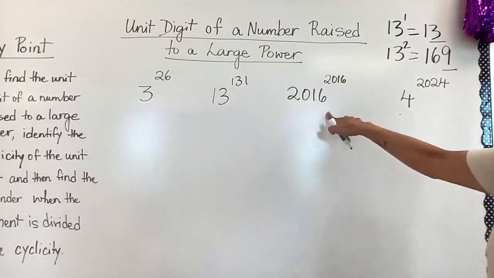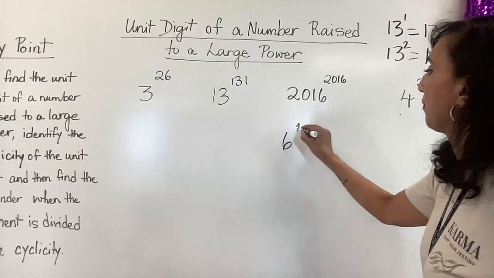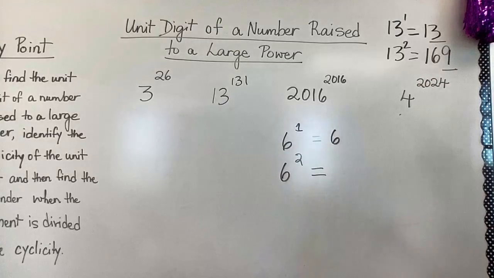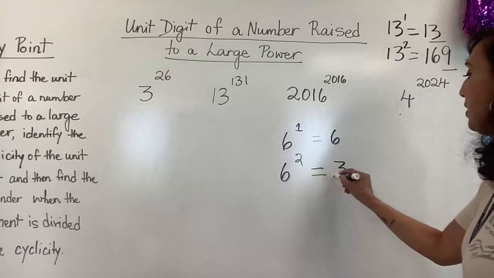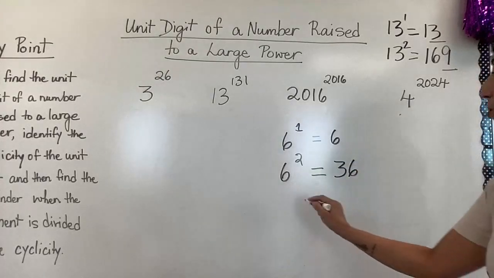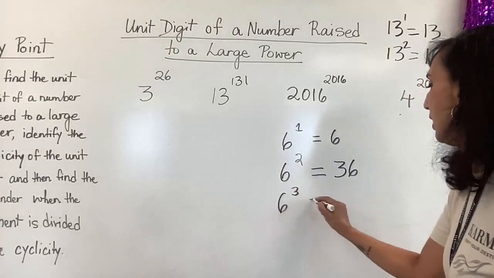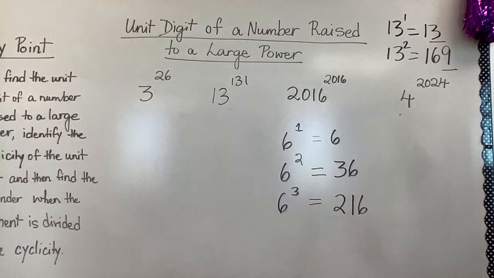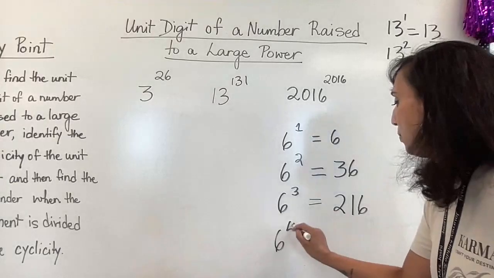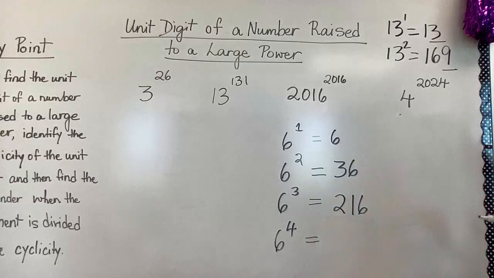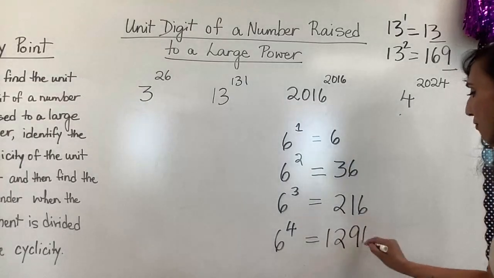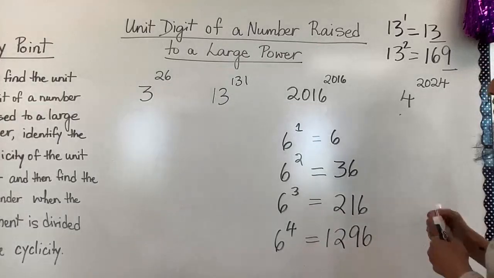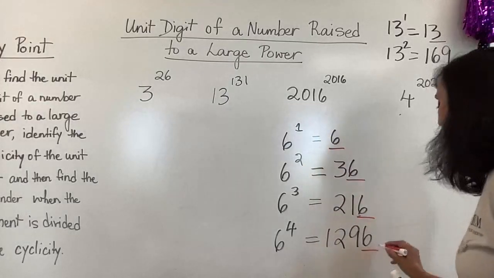All right, so 6 to the first power, I get 6. 6 squared means 6 times 6, which is going to give me 36. 6 cubed, 36 times 6, is going to give me 216. And then 6 to the fourth power is going to give me 1296. So if I'm looking at the pattern for 6, it always ends in a 6.